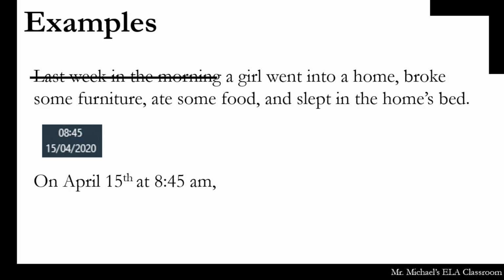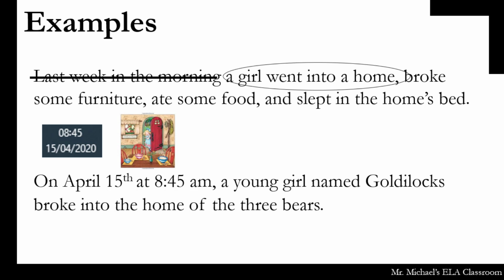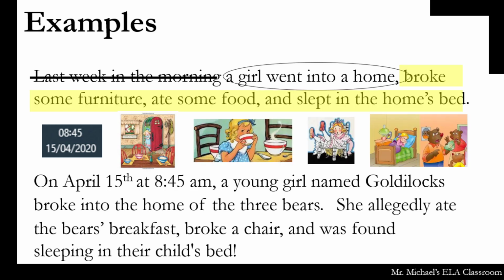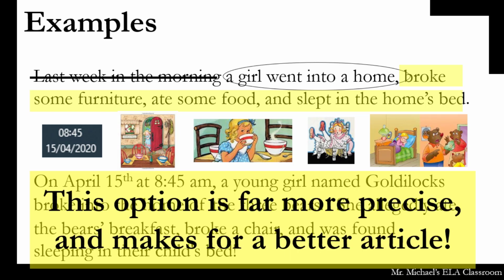So let's get rid of that and say: on April 15th at 8:45 a.m., a young girl named Goldilocks broke into the home of the three bears. She allegedly ate the bears' breakfast, broke a chair, and was found sleeping in their child's bed. This is more precise. It's easier to get the full picture of what happened during this event, remembering that this event was a crime. This option is far more precise and makes for a better news article.